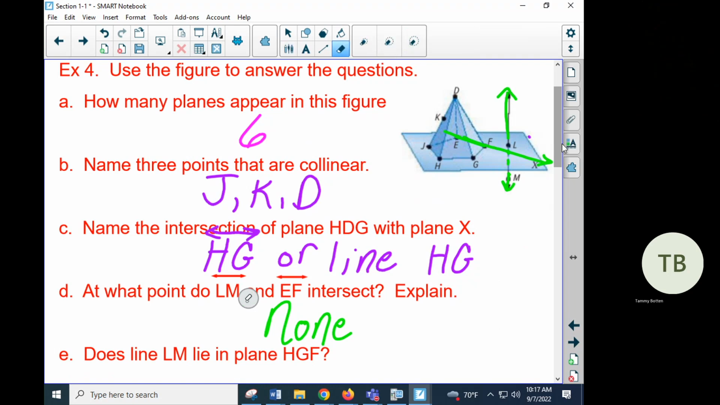Then it says, does line LM lie in plane HGF? So plane HGF is this bottom plane. Does this line lie in the plane?